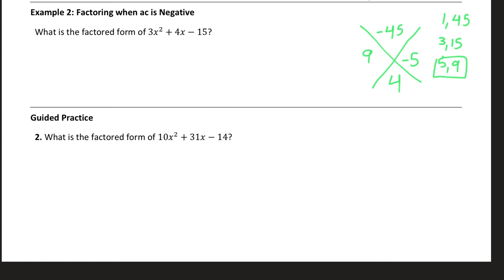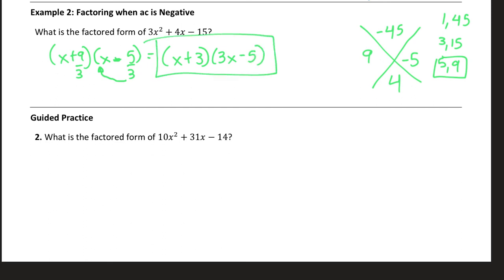So to write this in the factored form, I'm going to do x plus 9 and x minus 5. And kind of like we did before, we're going to divide each of these by a, which is really, in this case, 3. So I can simplify the first expression, x plus 3. The second expression, I cannot simplify that fraction, so it becomes 3x minus 5. So that's the pattern. And it can get more complex as we go.